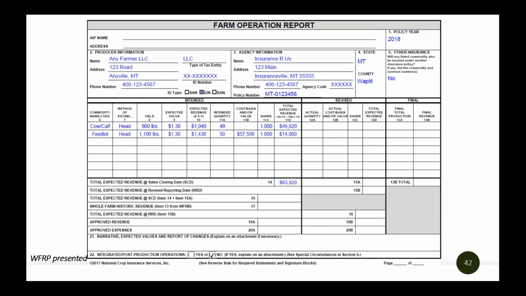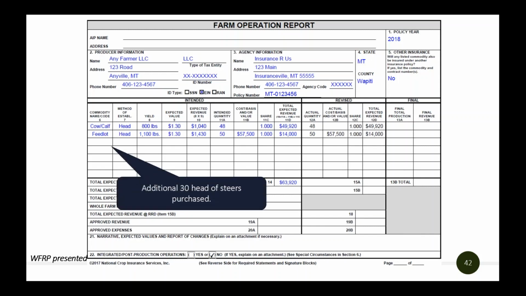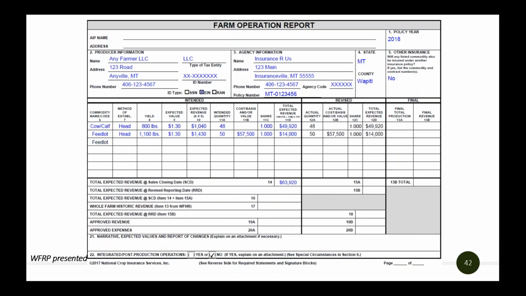So let's get to the revised section. We're going to pull over the information on the first line, just bring it right on over. No changes, we're done. Same thing here on the second line of the revised section. Now let's get to those 30 head of cattle that we're purchasing. So we've got feedlot cattle. We're valuing them by the head. Their yield, we expect to sell them at 1,100 pounds for $1.30.